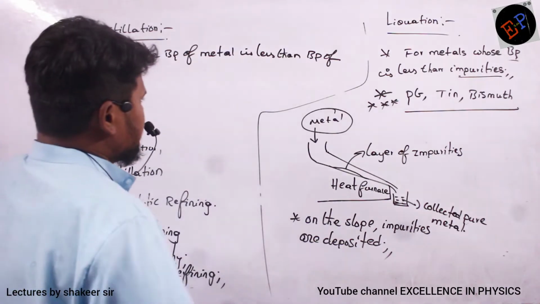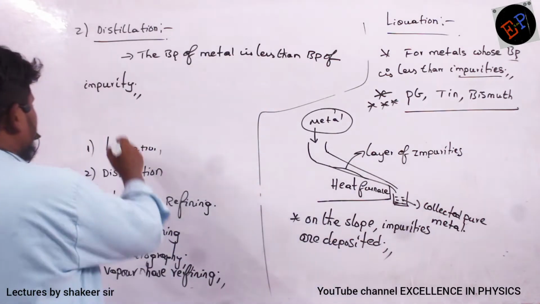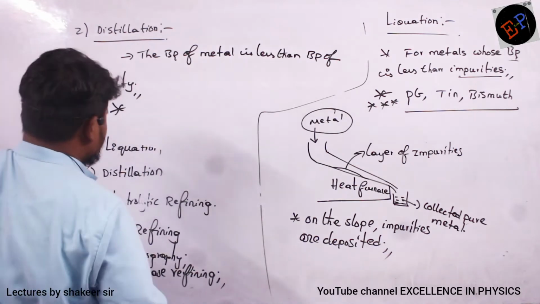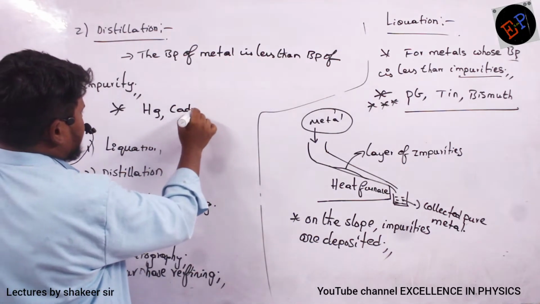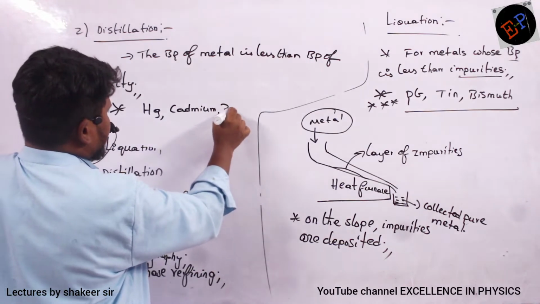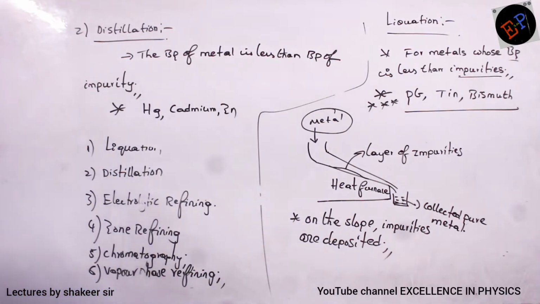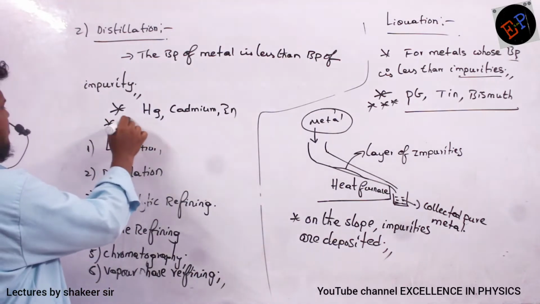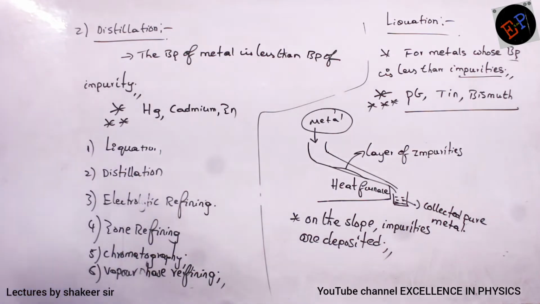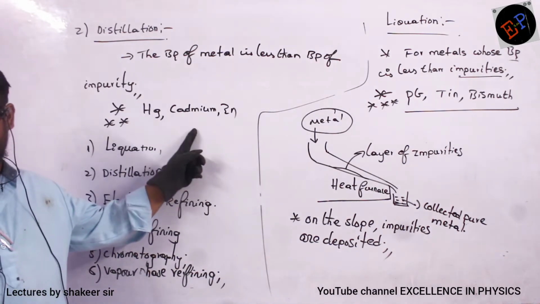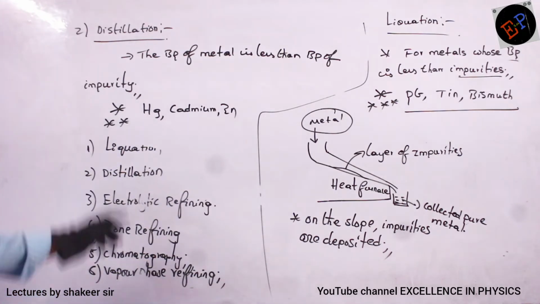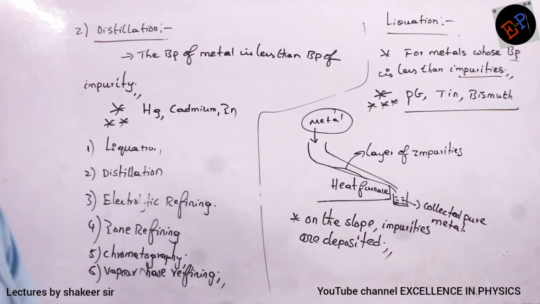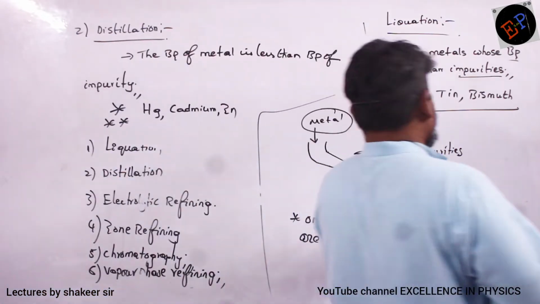So here what we do, and what are the metals which can be purified in this process? Metals are mercury, cadmium and zinc. These are the metals which can be purified by this process, and these examples are very important. Clear? Mercury, cadmium, zinc. These are the metals which can be purified or refined by using distillation process. Now we have to draw one more beautiful diagram.